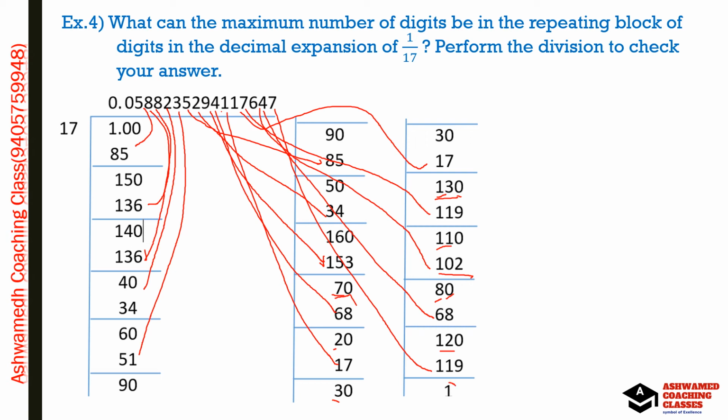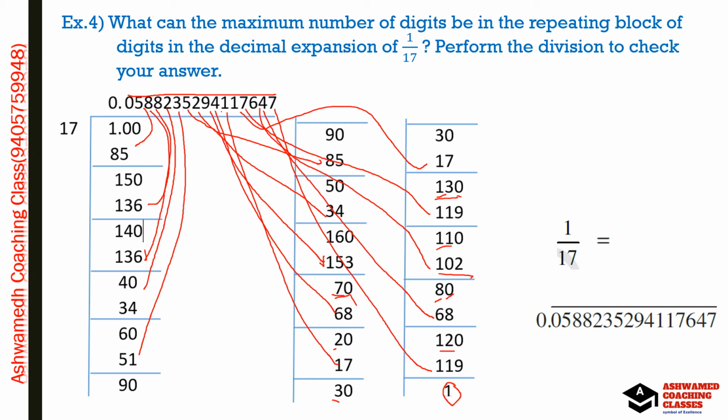Finally the remainder is 1, and the same procedure starts from here. Then after that we cannot divide 1 by 17, therefore we take two zeros again. Now this is a repeating block, we can take the bar on this whole block of digits. So therefore 1 by 17 is equal to 0.0588235294117647. Got it?